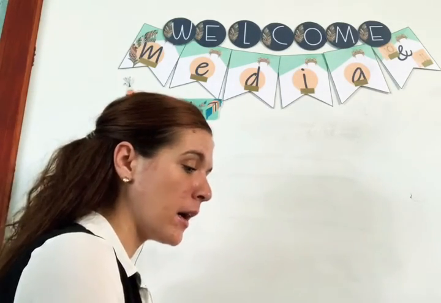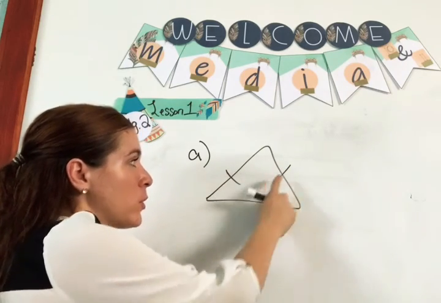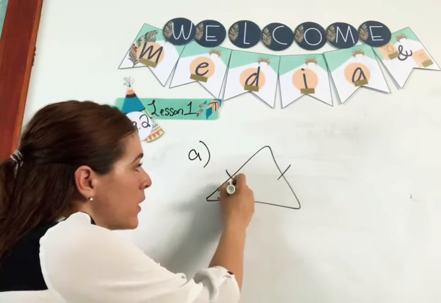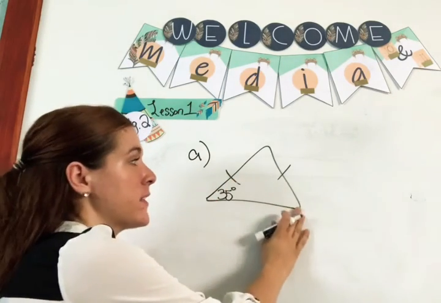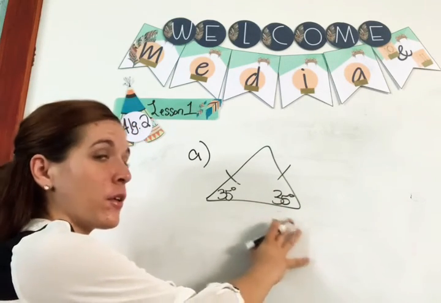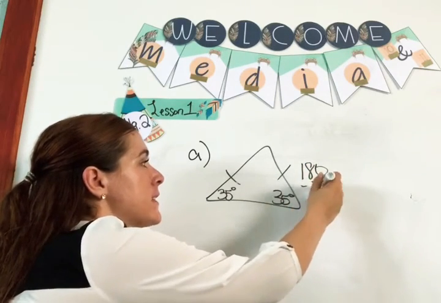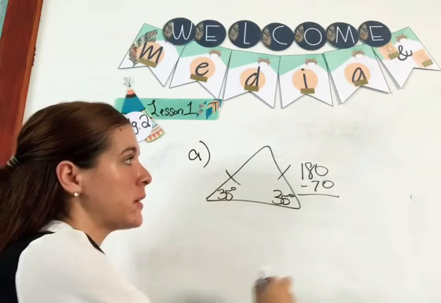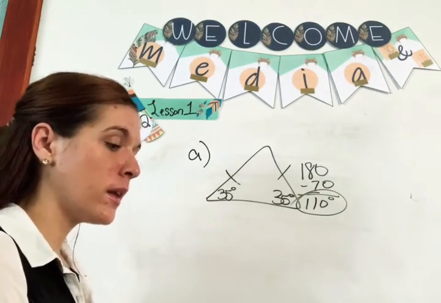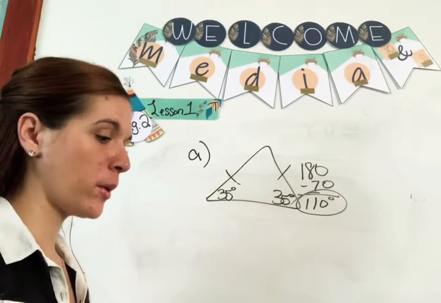Okay, so letter A. You have a triangle. These two angles are equal because they are across from equal sides. This one is already 35, so if this is 35, then this is 35. We add those together: 35 plus 35 is 70. 180 minus 70 gives us this one, since triangles add up to 180, so this will be 110 degrees for angle B. Okay, let's do letter B.